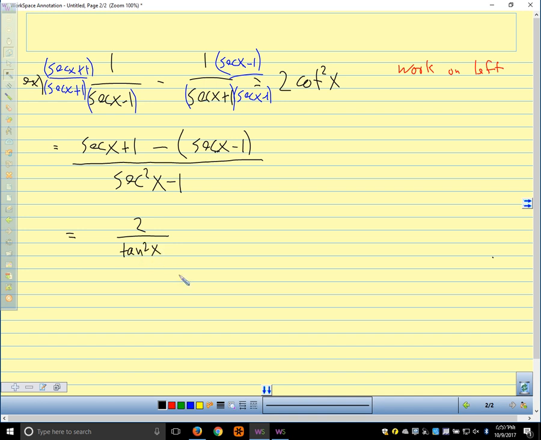from the Pythagorean identity, tangent squared x. And this is 2 cotangent squared x. So I showed that I could work on the left-hand side and get to what we wanted on the right-hand side.